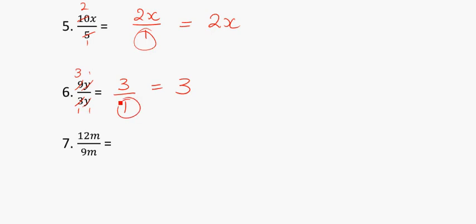Right, last one. 9 won't go into 12 evenly, so I'm going to pick the highest number that will go into both of them, which is 3. 3 goes into 9 3 times. 3 goes into 12 4 times. So I have simplified it to 4 over 3. Now let's do our letters. M over M, it disappears because it's just 1, and so you just end up with 4/3.